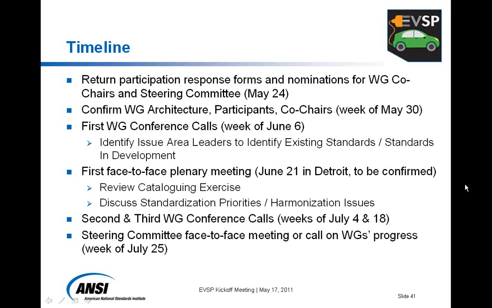Then we will continue from there, largely with conference calls biweekly. We're hoping this is not going to be more than an hour every couple of weeks where we can just review where we are. People would be feeding information to ANSI via the working groups and the issue areas, and we would be collating it in a meaningful way and beginning to compile this roadmap.